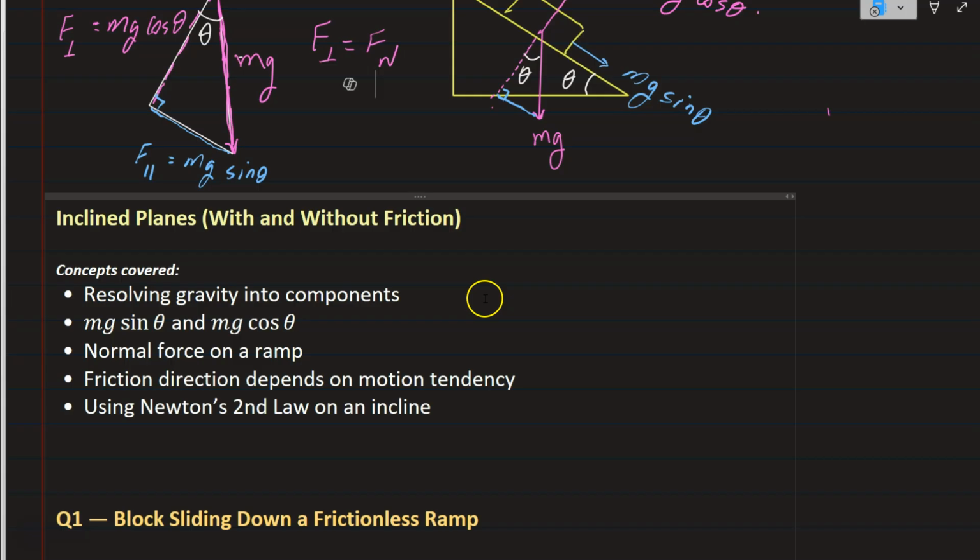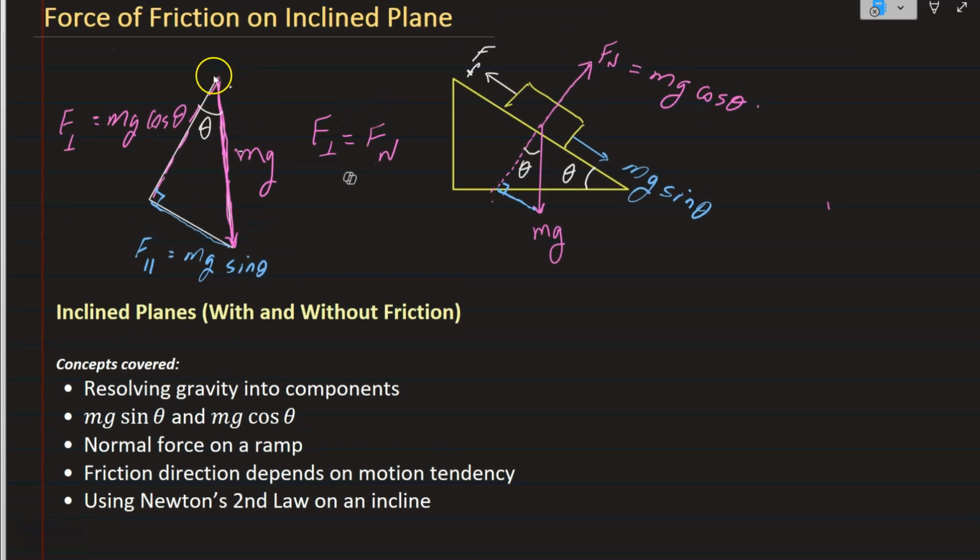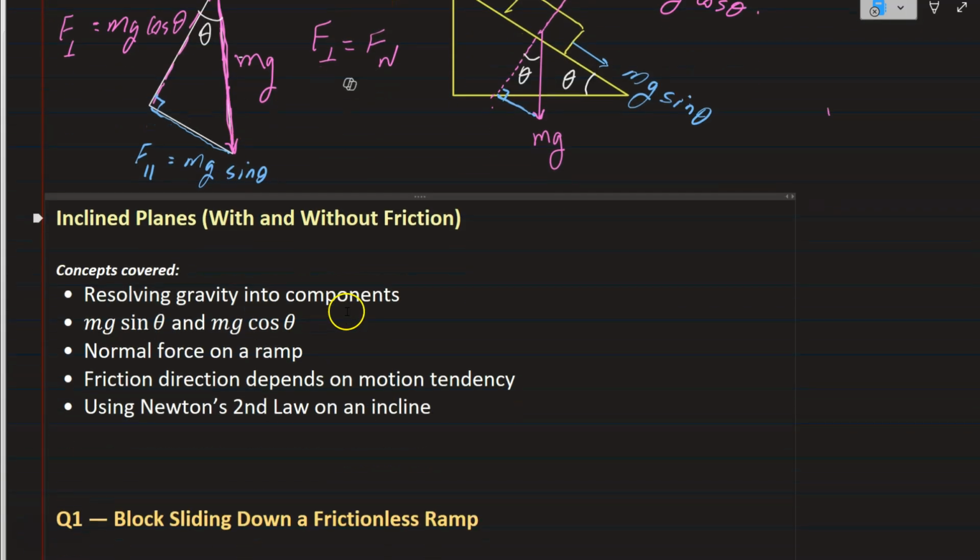Okay, so these are the concepts covered in this lesson. Resolving gravity into components, which we have done. We did mg sine theta and mg cos theta based on this diagram I put up here. I took this small triangle right there and I just blew it up and put it here for simplicity's sake in case you've forgotten it. And then of course normal force on a ramp, and then friction direction depends on motion tendency, using Newton's second law on the inclined plane.